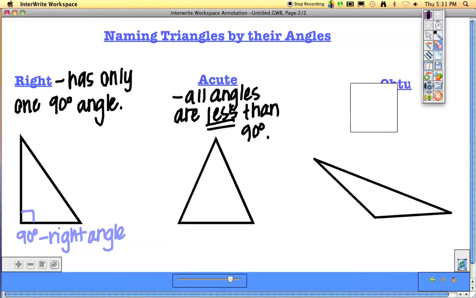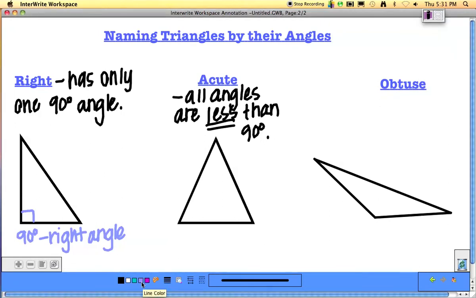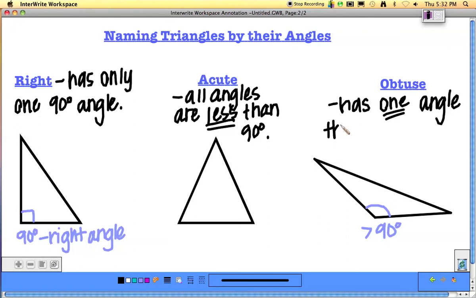And then the last triangle that we're going to look at that we are naming by the angle is called an obtuse triangle. All of this should be pretty familiar to you since we already looked at regular angles. And since we have looked at regular angles, I think you all know that obtuse means that we have an angle that is greater than 90 degrees. Okay? So in an obtuse triangle, it's not like acute where all of them have to be obtuse, because it wouldn't be possible to have a triangle if all of the angles were obtuse. But an obtuse triangle has one angle that is greater than 90.